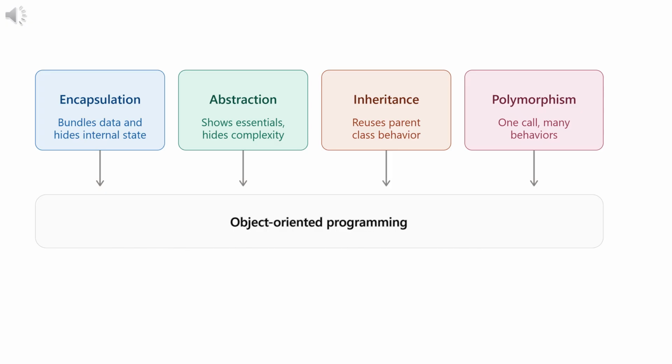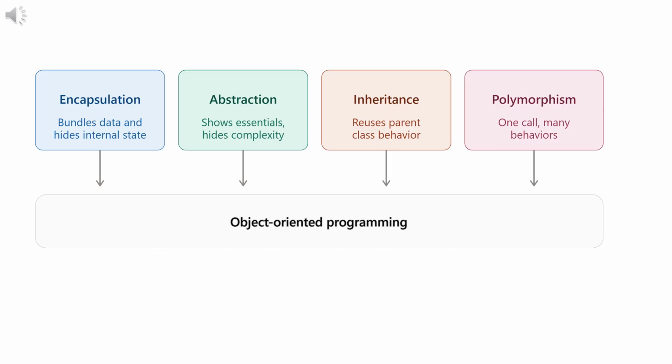Abstraction, green, shows essentials, hides complexity, meaning you expose only the necessary features or interface of an object while hiding the messy implementation details behind it, so the user of a class only needs to know what it does, not how it does it, e.g., calling car start, without needing to know how the engine ignition actually works internally.